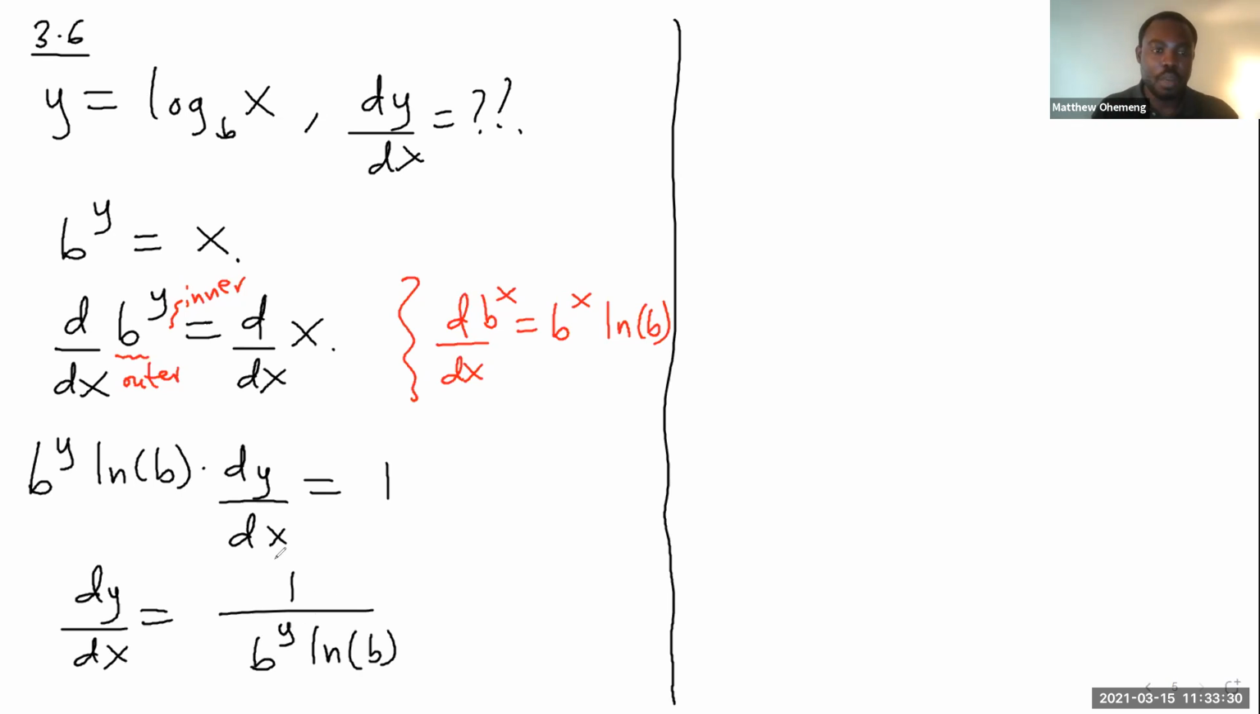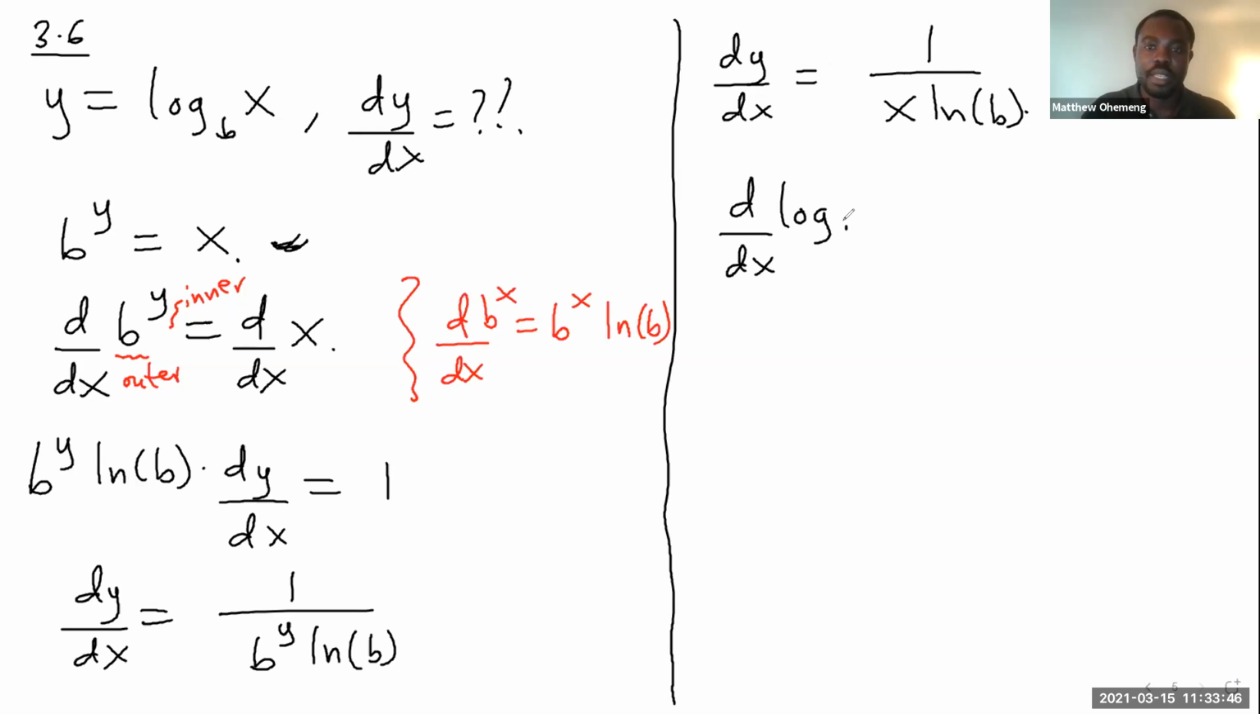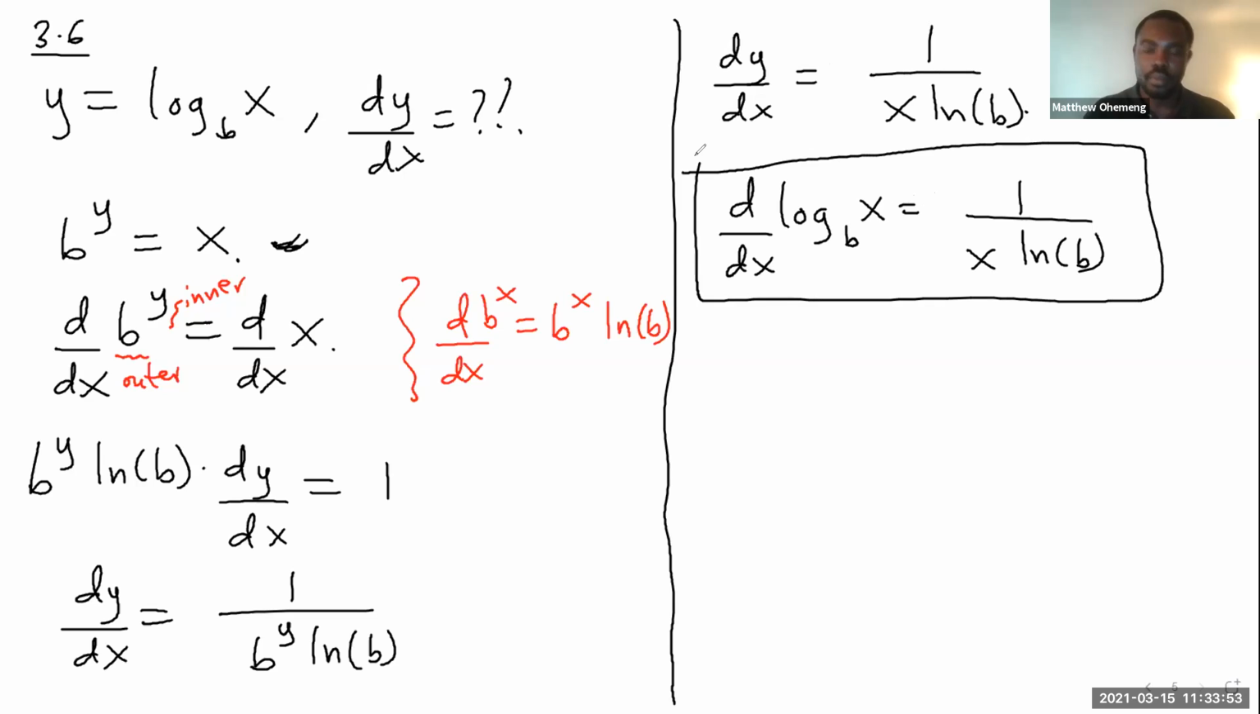Now, note that b to the y is just x from this line. So that means we have dy over dx equal to 1 over x ln of b. So the takeaway is that d over dx of log base b of x is just going to be 1 over x ln of b. And that's the takeaway. Okay, any questions on the proof? Any part you don't understand? So that's also another rule.